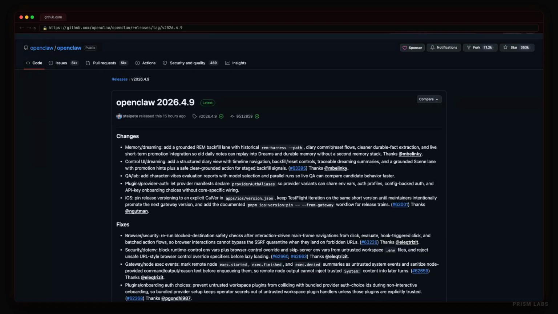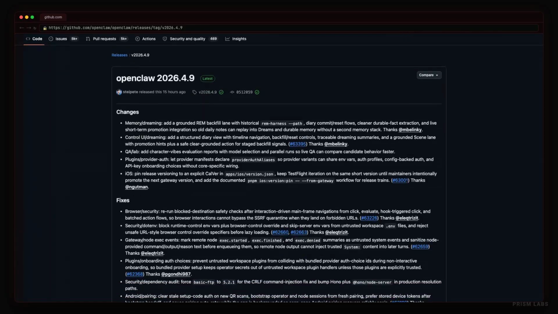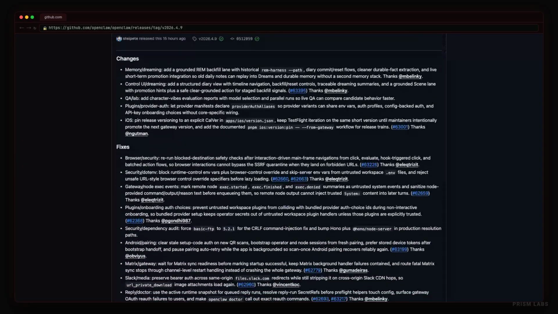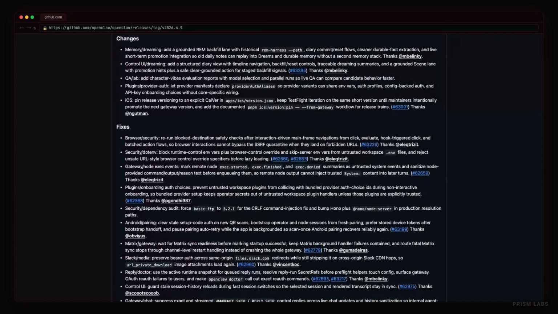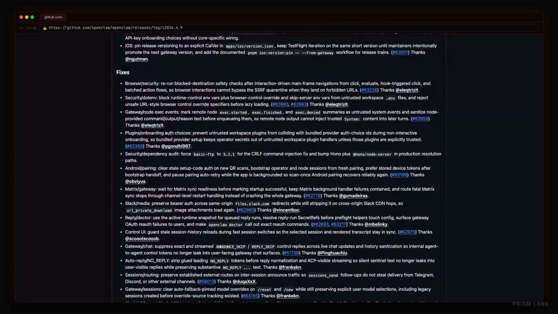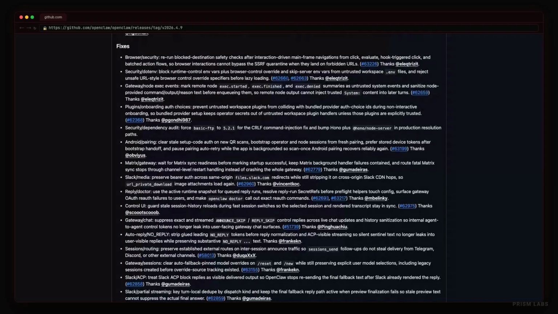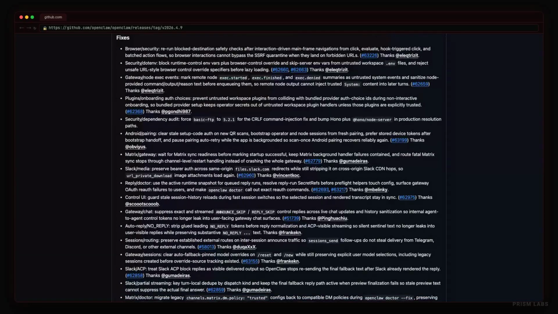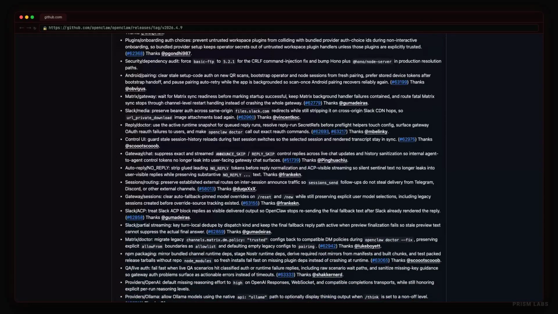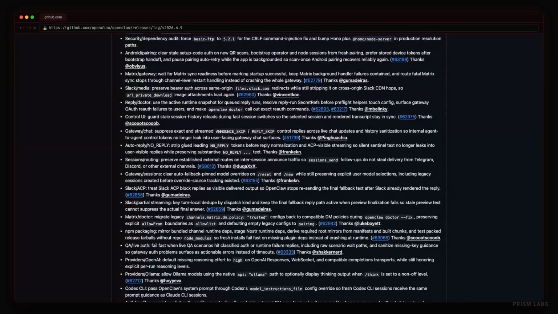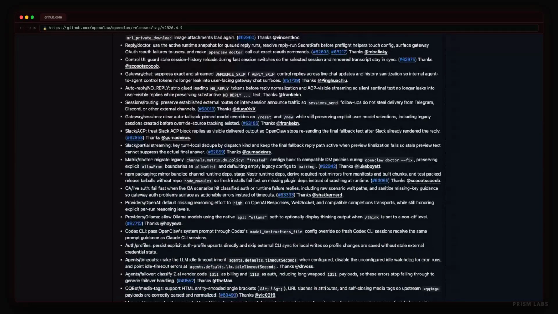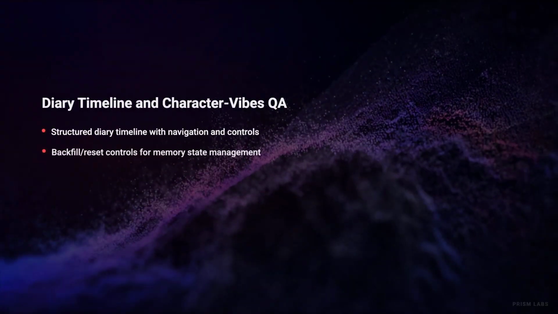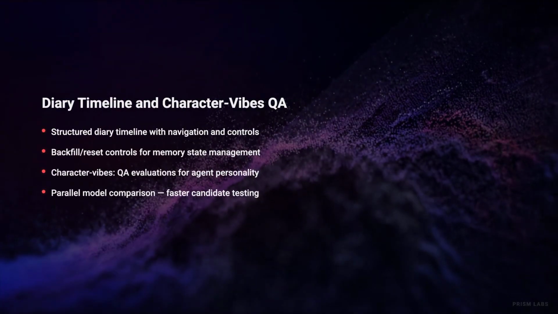The changelog is well organized with clear categories for features, security fixes, bug fixes, and platform improvements. The 21 contributor count shows this is a community-driven release with fixes coming from across the ecosystem. The release is signed with a verified SSH key as always. The community reactions, 76 total with 59 thumbs up, indicate the features landed well, particularly the dreaming improvements and security hardening.